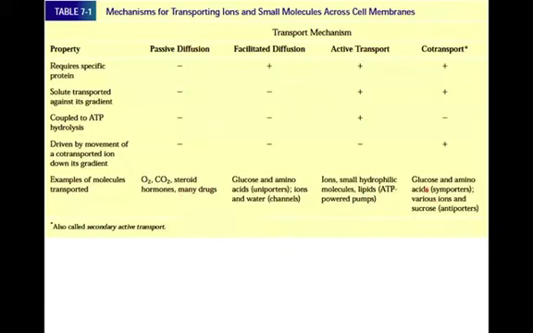So you can see glucose and amino acids for symporters, various ions and sucrose for antiporters, ions, small hydrophilic molecules, and lipids for the ATP powered pumps, glucose and amino acids for uniporters by facilitated diffusion, while some ions and water as well for channels. Of course, gases, steroid hormones, and a lot of drugs are passively diffused. You can see that co-transport is sometimes called secondary active transport.